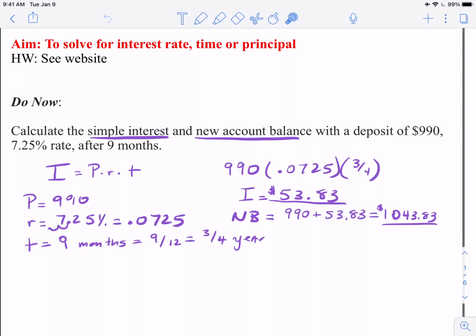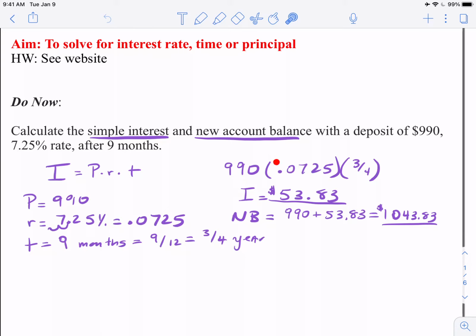So where it said 9 months in this problem, I wouldn't want to plug in a 9. If you're not sure what 9 months is in regards to years, put it over 12. Anytime you're given an amount of months, put it over 12 because there's 12 months in a year, and then you'll realize that that's 3/4 of a year, 0.75 if you want to use a decimal.